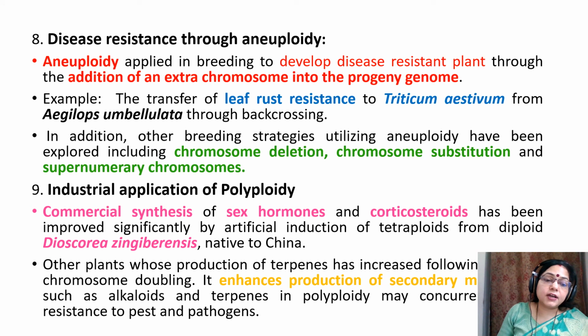Next is industrial application of polyploidy. Commercial synthesis of sex hormones and corticosteroids has been improved significantly by artificial induction of tetraploids from diploid Dioscorea zingiberensis native to China. Other plants have increased production of terpenes following artificial chromosome doubling. It enhances production of secondary metabolites such as alkaloids in polyploids. Many concurrently offer resistance to pests and pathogens.